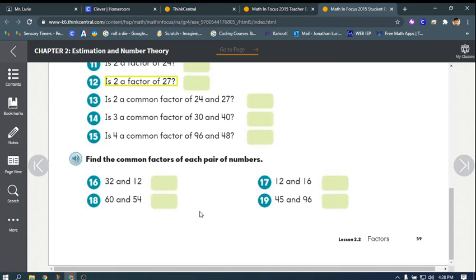All right, find the common factors of each pair of numbers. Okay, so you're going to have to list them. So for 16, obviously 1, 2, 4.